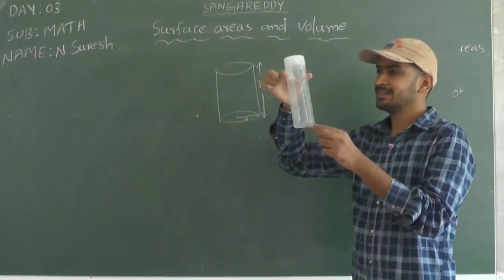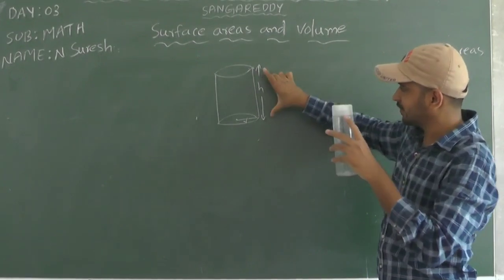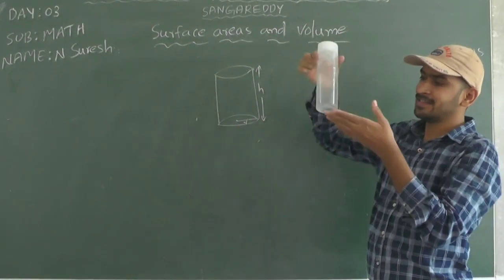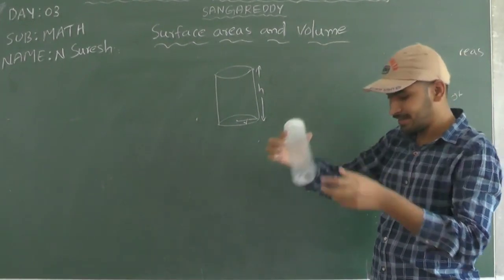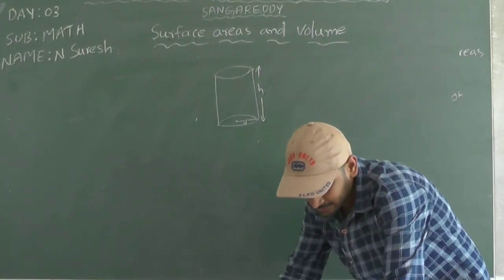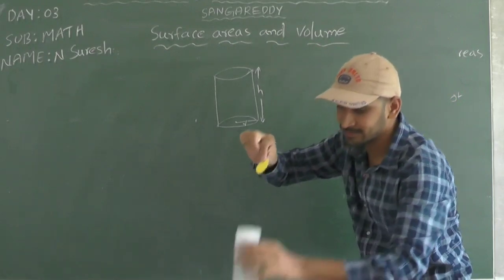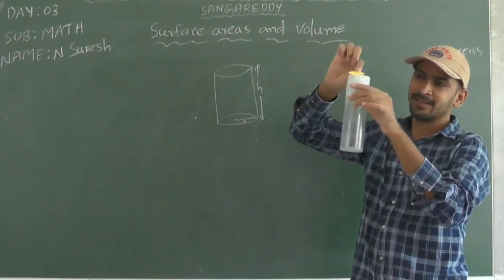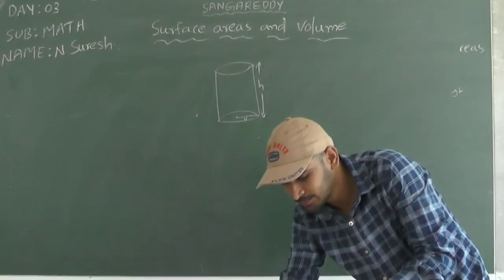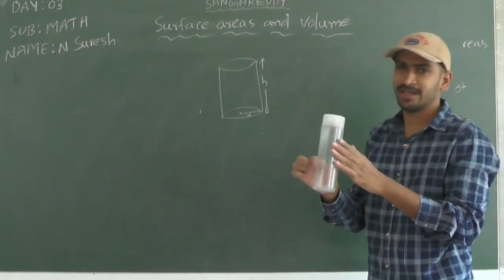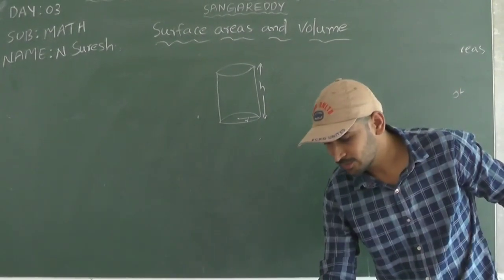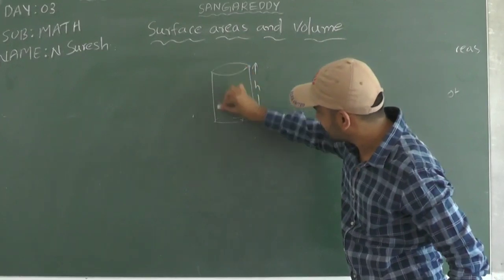If you observe, the cylinder has a height, which we consider as h. It has a base, and the base is a circle. You know very well about the circle. The base is a circle, and the top is also a circle. So first we are going to find the curved surface area. So this is the curved surface area.